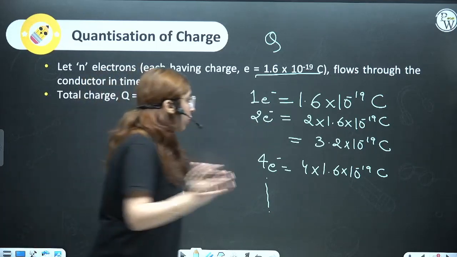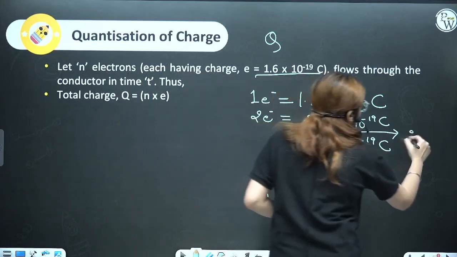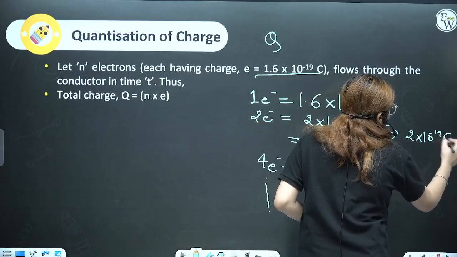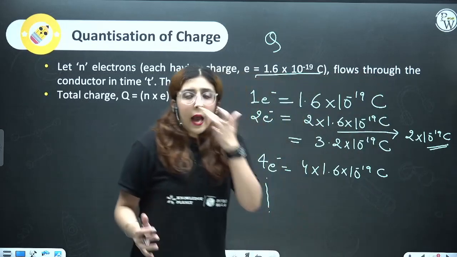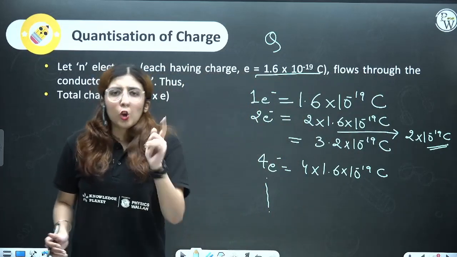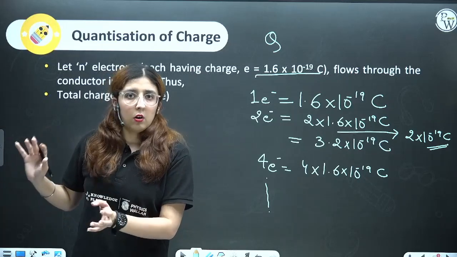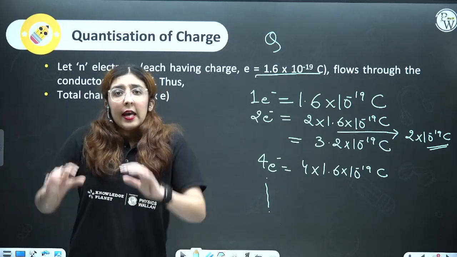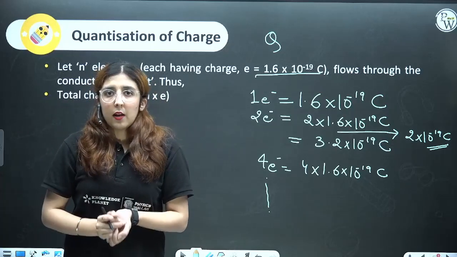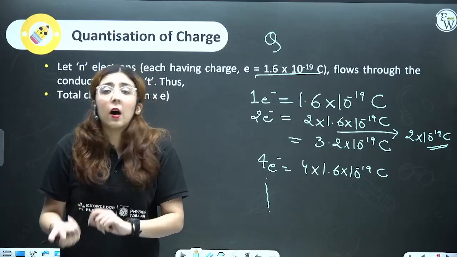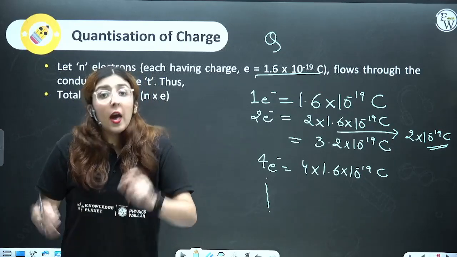No, you won't. If I ask for a 2 into 10 to the power minus 19 coulomb charge, you will say, ma'am, I can either provide you 1 electron or 2 electrons or 3 electrons. I can give you electrons in the natural number form. Similarly, these are bounded in a certain manner, so you won't be able to get 1.5 electrons or 2.5 electrons. Am I clear, everyone?